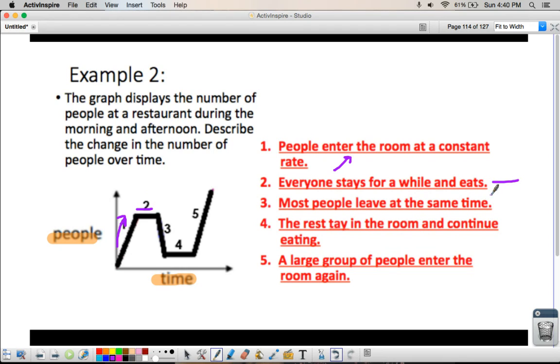3, most people leave at the same time. So the number of people decreases very, very quickly. The rest of the people stay and continue eating, but no one else comes in. So it's constant. And then a large group of people enter the dining room again. So the number of people quickly increases.